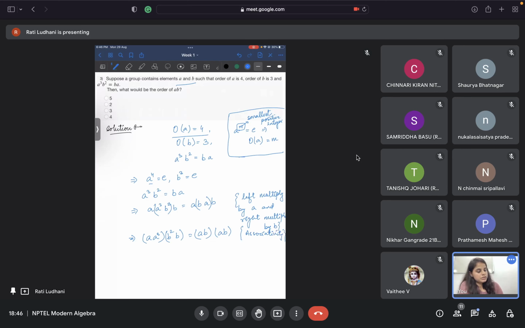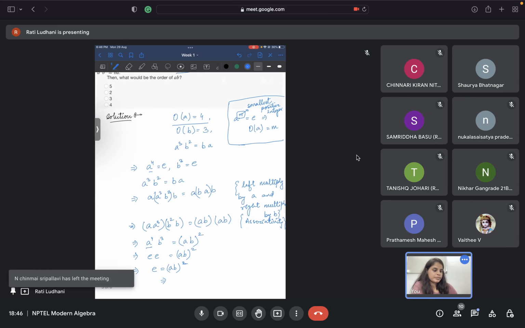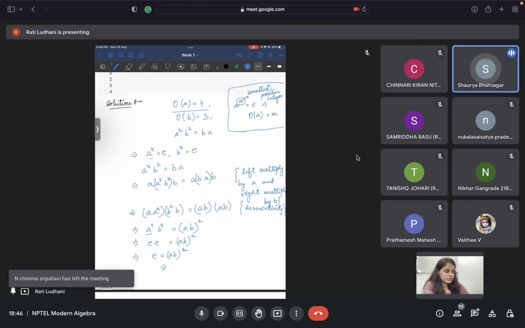Okay, so this is a raised to power 4, b cubed, ab, and actually you can write a squared, right? The square is just writing repeatedly. So this is identity, this is identity. So this implies identity is equal to (ab) squared. Okay, so this implies what? Yeah, order of ab is equal to 2.